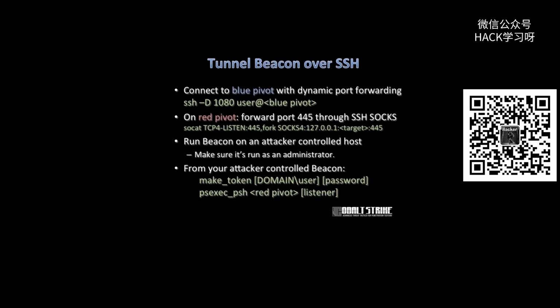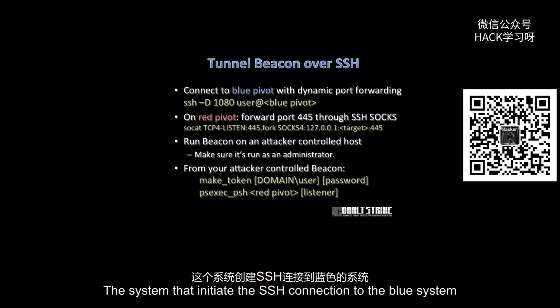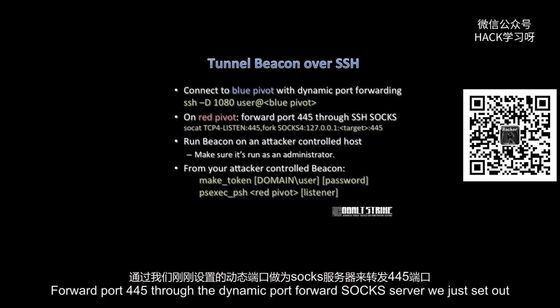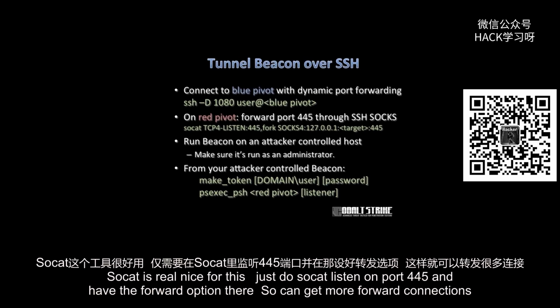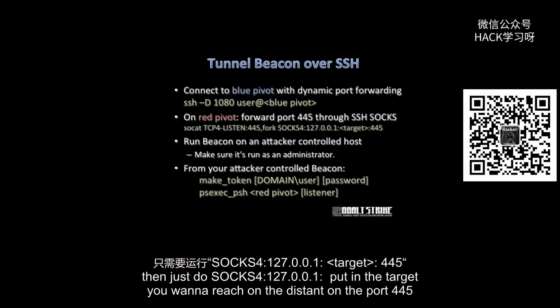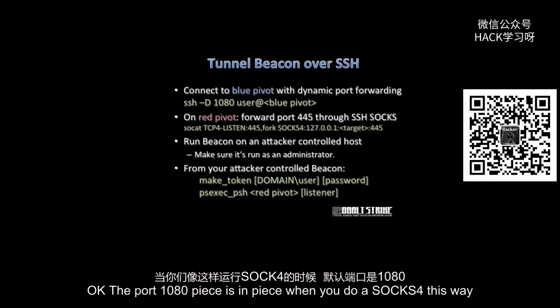Now, on the red pivot system, the system that initiated the SSH connection to the blue system, forward port 445 through the dynamic port forward SOCKS server we just stood up. SOCAT is really nice for this. Just do SOCAT, listen on port 445, and have the fork option in there so you can take multiple connections. And then just do SOCKS4:127.0.0.1:, put in the target you want to reach on the distant end, and port 445, okay?